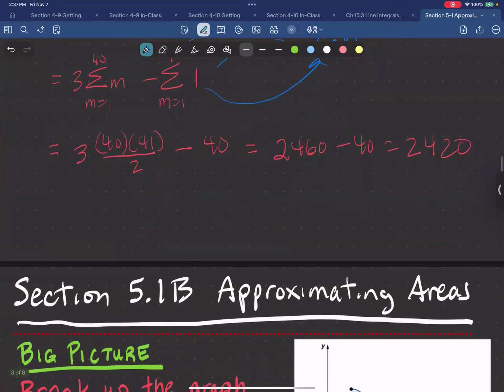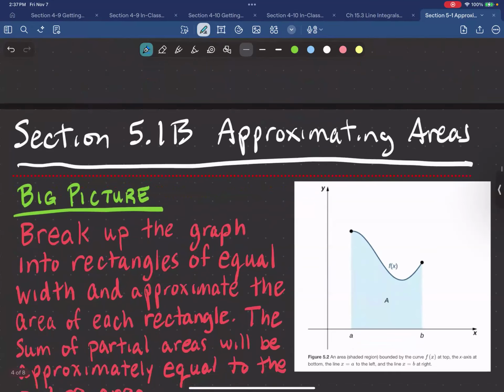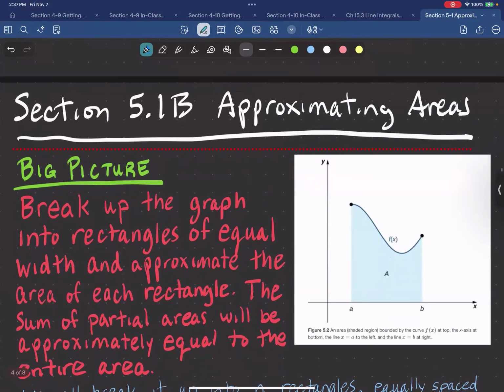Let's start taking a look at approximating areas, my minions. Big picture, we're going to break up the graph into rectangles of equal width and approximate the area of each rectangle. And so the sum of these little partial areas will be approximately equal to the entire area.